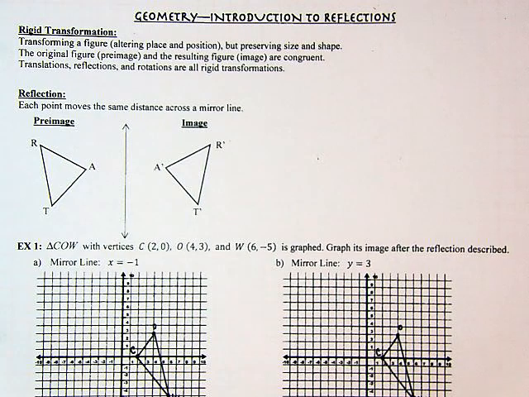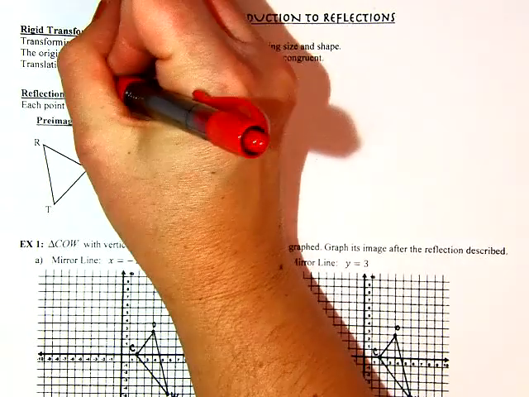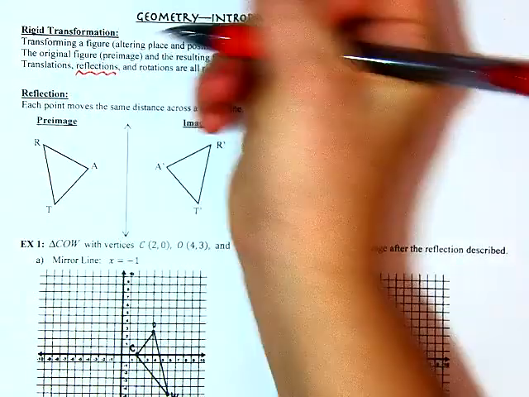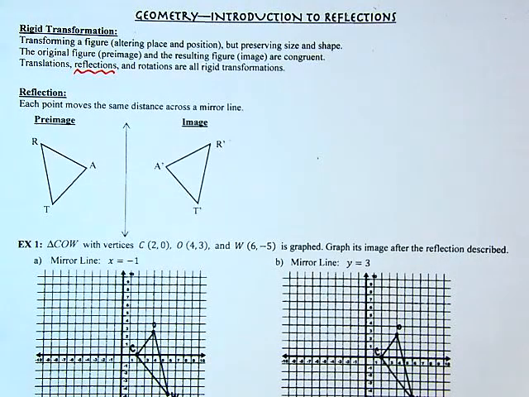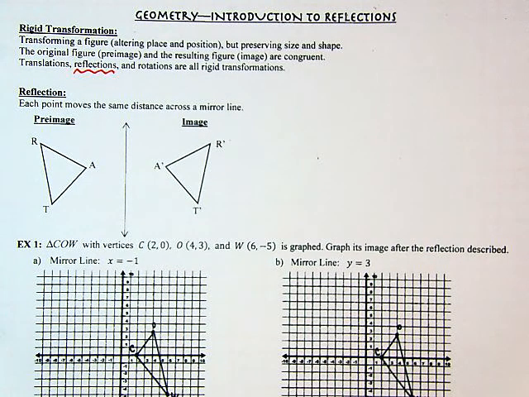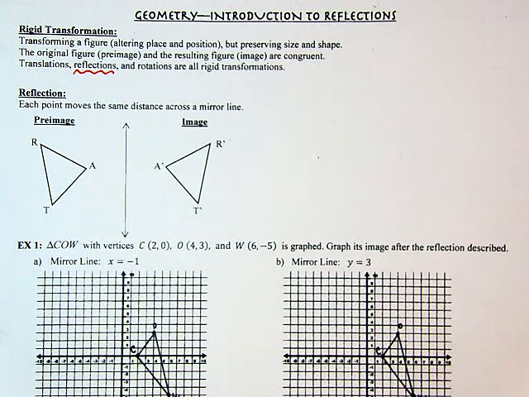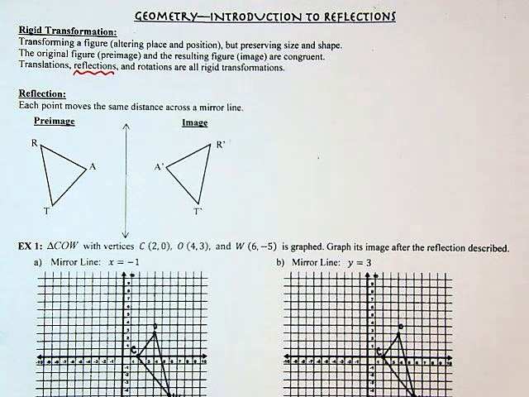We have the translation that we've already covered. Today we're tackling the reflection. And in the next few days, we're going to tackle the rotation as well. So they're all rigid transformations because while we are altering the place and position, the figures are still remaining perfectly identical. They are staying congruent. So first up, I have my reflection.